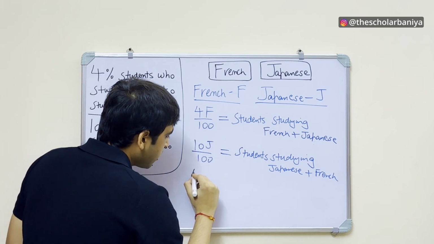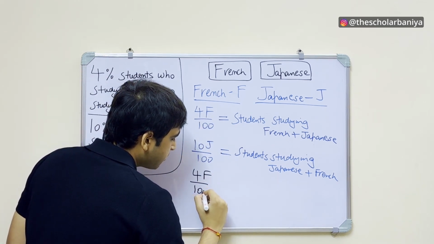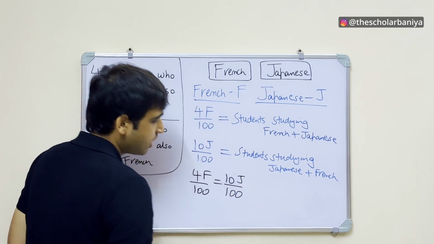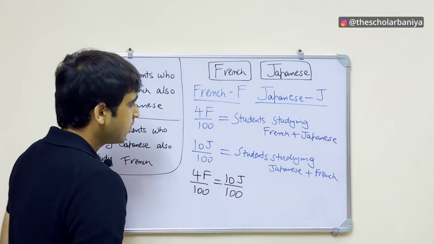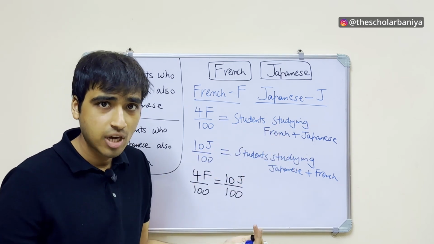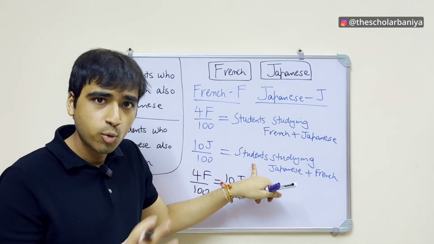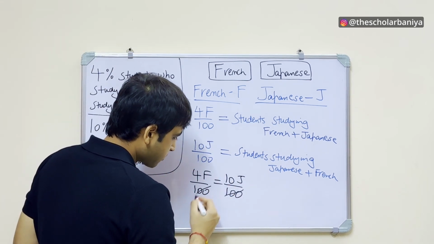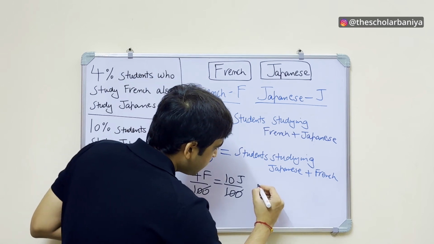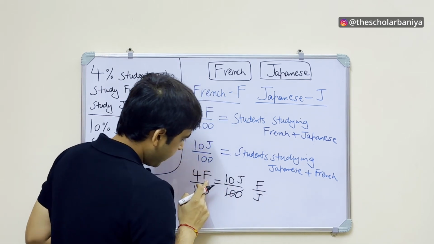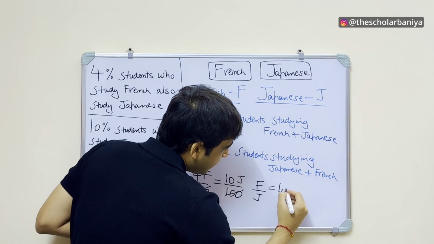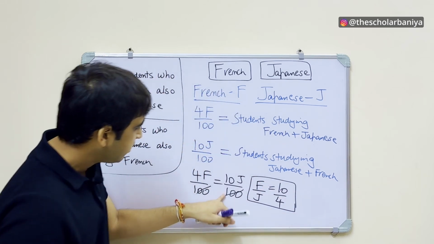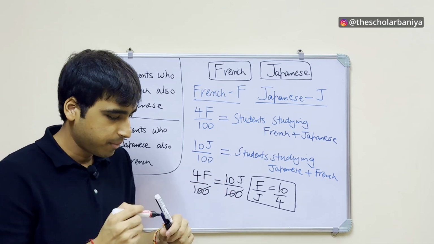So this means that 4F upon 100 is equal to 10J upon 100. I hope this is very clear, because these are the number of students who are studying French and Japanese, and these are also the students who are studying both French and Japanese. So we make these two things equal. If we solve this, F upon J is equal to 10 upon 4.